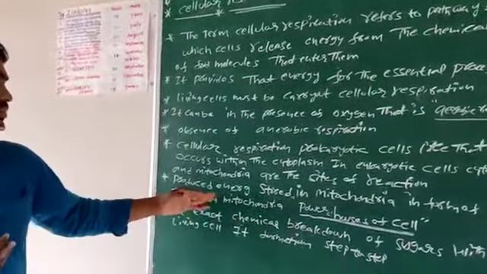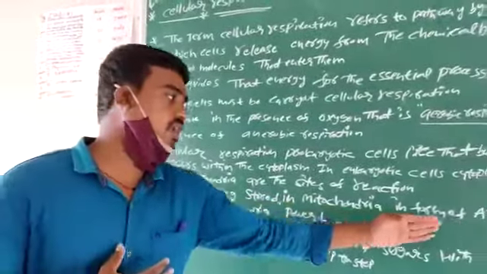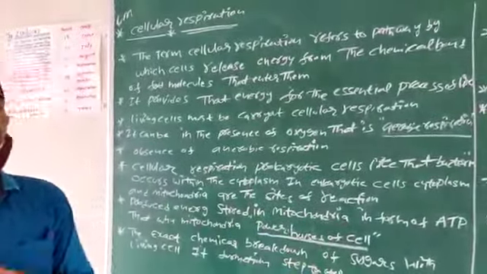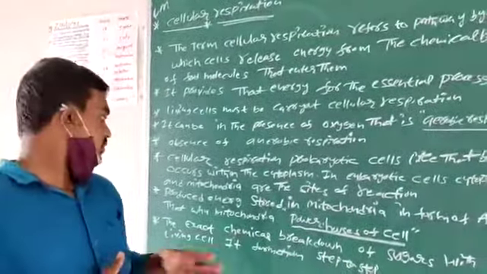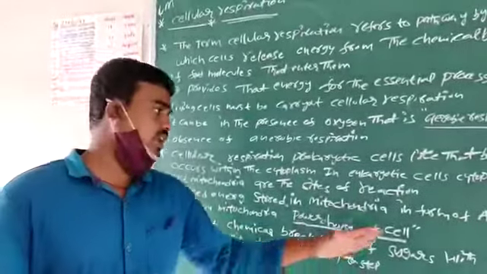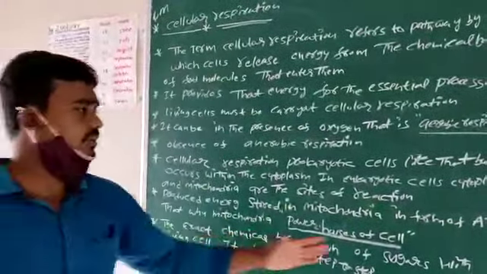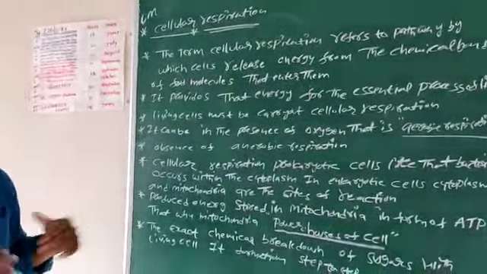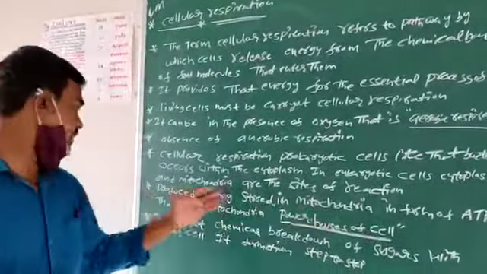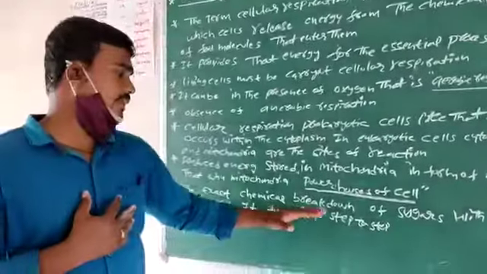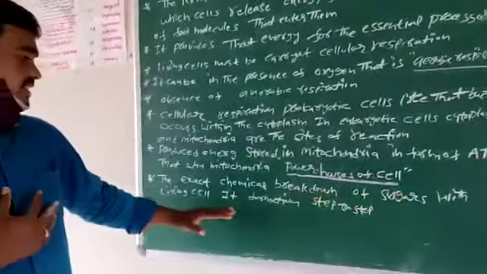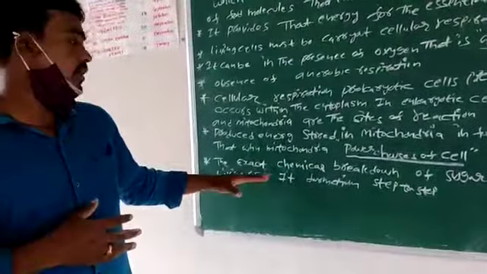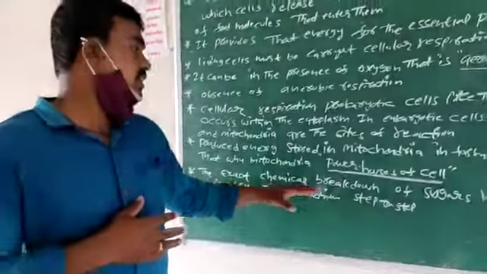Next, the energy produced is stored in the mitochondria in the form of ATP. That is why the mitochondria is the powerhouse of the cell. Our bodies are living organisms. The total energy is stored in the formation of ATP. ATP means adenosine triphosphate. Tri means 3. That is the power of the cells in the mitochondria. The chemical breakdown of sugars within living cells is a step-by-step process in our body.